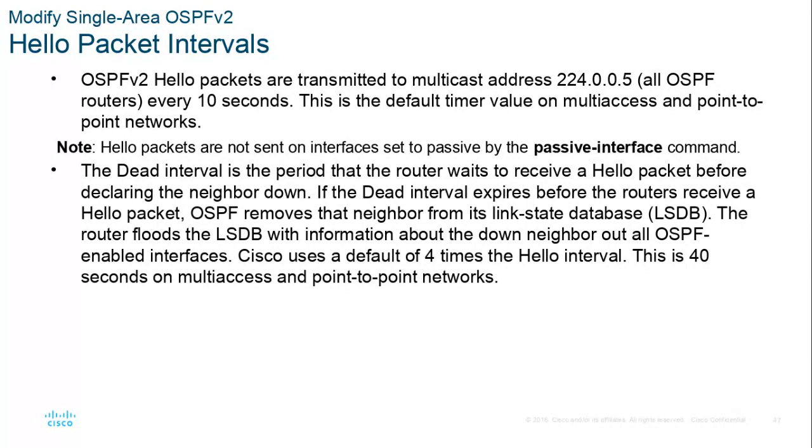Any access I had to R2's networks, I now rip them out of my topology table, take them out of my routing table, and reconverge and recalculate. So the default with Cisco is 4 times the hello interval: 10 seconds for hello, 40 seconds for dead. This hello and dead interval must match between neighbors or they will not form an adjacency with each other. So unless you have a good reason to tamper with these values, don't change them.